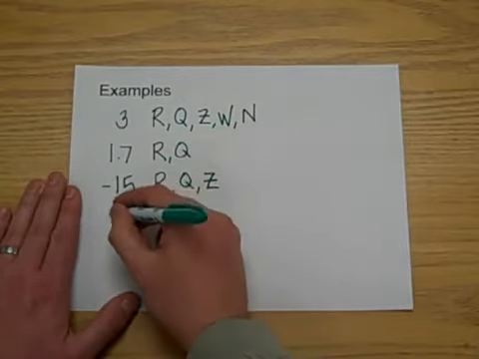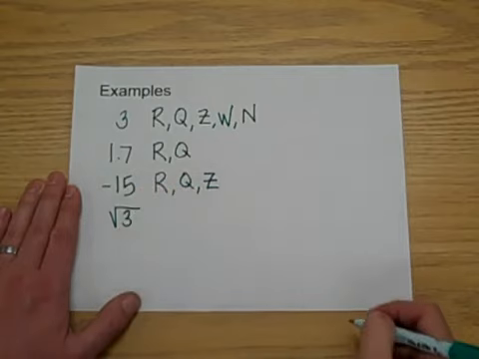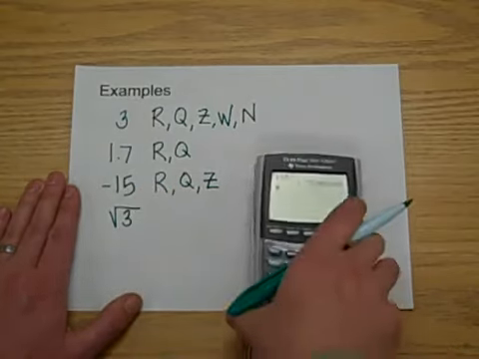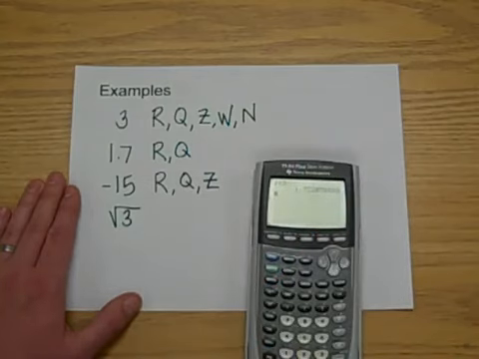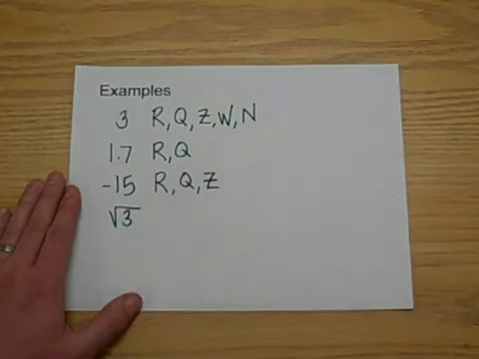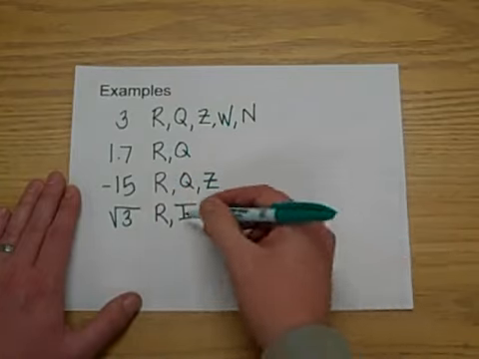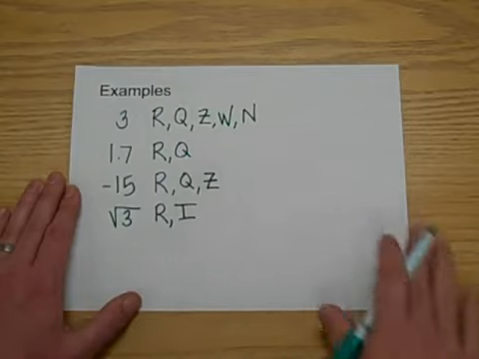Let's try square root of 3. Now, in order to figure out what the square root of 3 is, you have to type it into the calculator. And you get 1.732050808. And it keeps going on forever. There is no pattern to that. So the square root of 3 is irrational. So it's real and it's irrational. Once it's irrational, I stop. It can't be anything else.